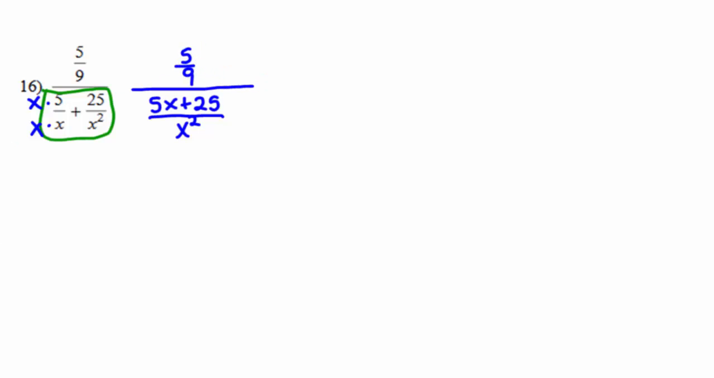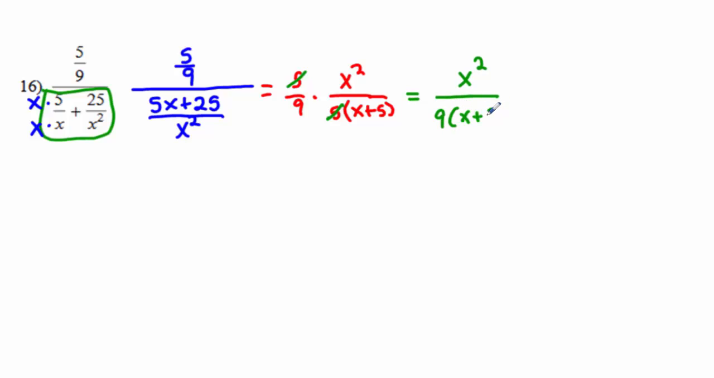And then I'm going to leave the 5/9 alone and flip the bottom, x squared over, well, hey, these have a 5 in common. Let's take it out. So 5 times x plus 5 is on bottom. So since there's a 5 there and a 5 there, those can cancel. And that leaves me with x squared over 9 times x plus 5.